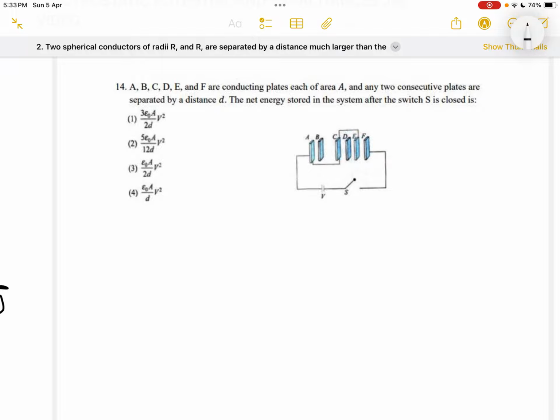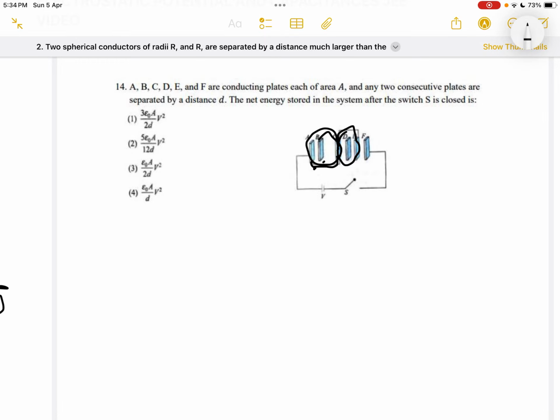A, B, C, D, E and F are conducting plates each of area A, and any two consecutive plates are separated by a distance D. The net electrostatic energy stored in the system after switch S is closed is. I mean, this is a very tricky arrangement, but the point is A and C are at the same potential. That means these things don't even form a capacitor. Same is the case with D, E and F. They are at the same potential, so they don't even form a capacitor.